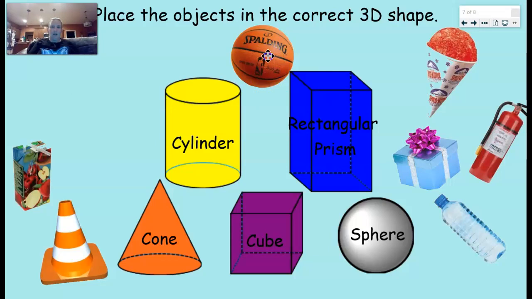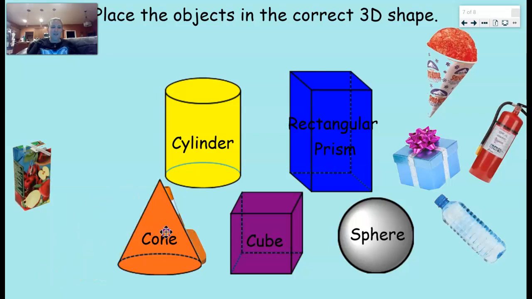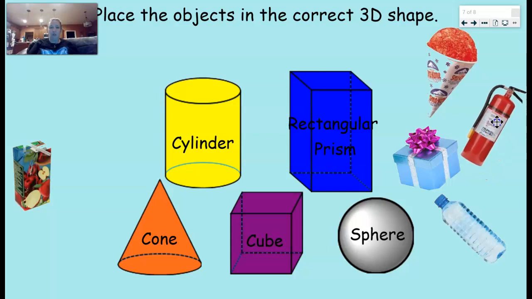What about the basketball? Another sphere. What about the traffic cone? Where does that go? Right, it's right next to it, isn't it? There it is. Oop, it disappeared. It ate it up. What about the fire extinguisher?